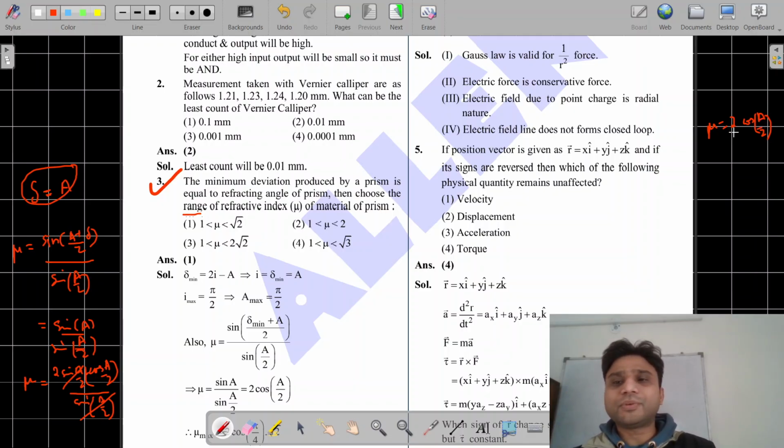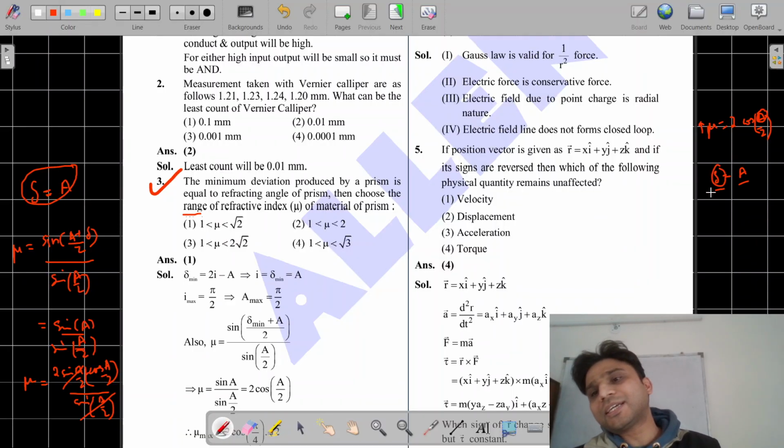So if you want to find what is the maximum value of mu, we would have to find what are the variations in the value of A. So the variations in the value of A can be anything. The angle of the prism is not known to us, but we know that deviation is equal to the angle of the prism.